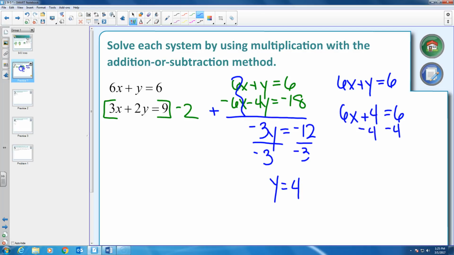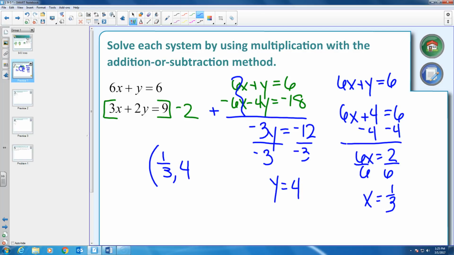We're going to subtract 4 from both sides. What's 6 and negative 4? 2. If I divide both sides by 6, what's x going to equal? 1/3. Thank you for reducing my fraction. So what's my ordered pair going to be? Okay, and again, we put them in alphabetical order, ABC order. Okay, 1/3, 4.